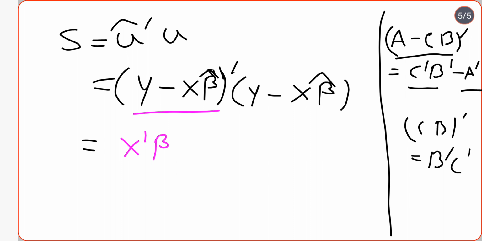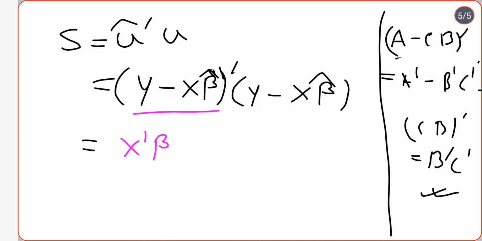Sorry, I have made a mistake in writing this rule. This rule is wrong actually. It was supposed to be written like this: if it is a minus cb prime, then it is supposed to be written as a prime minus b prime c prime, and it is correct.